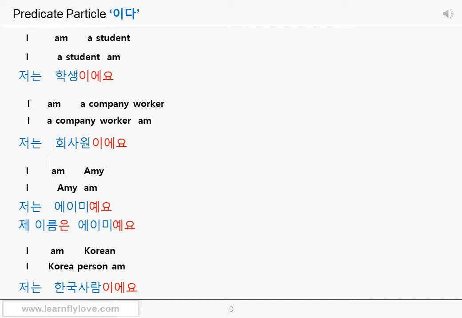Unfortunately, we don't have a word like Korean in Korean. So we say country name plus person. Korea is 한국 as a country, as you know. And you add 사람 after, which means a person or a human. 한국 사람, Korean. 저는 한국 사람이에요.